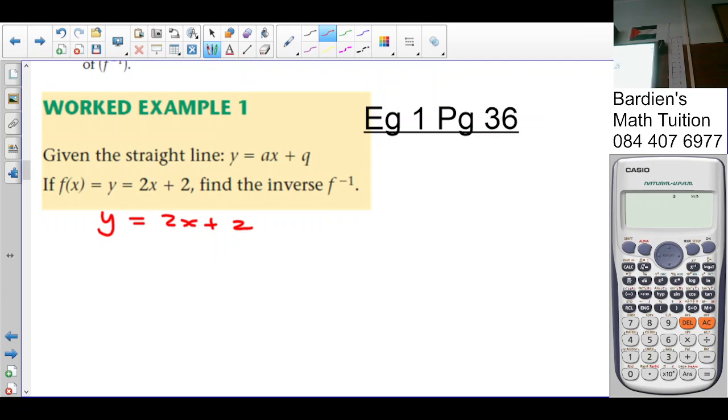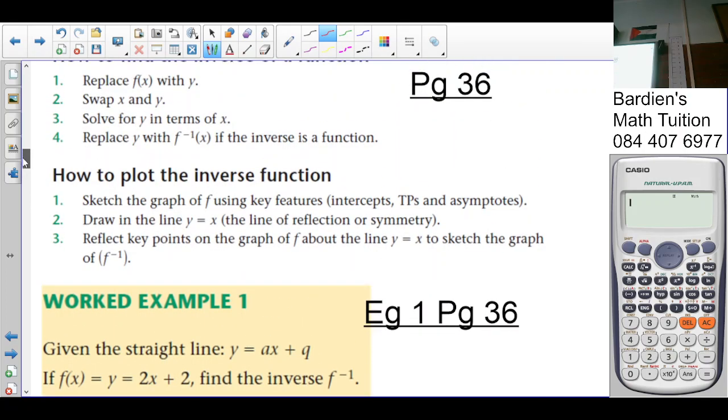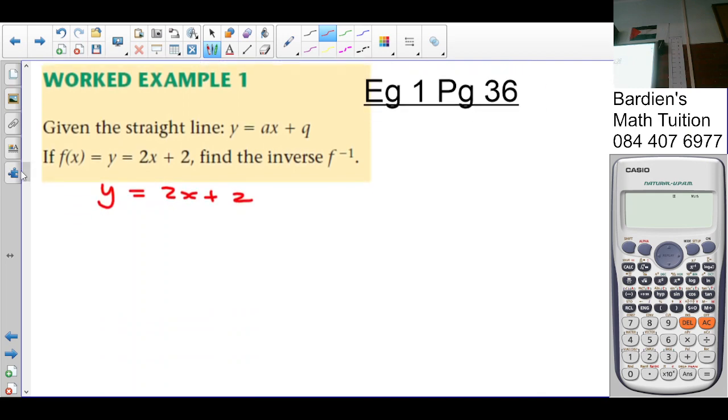What is the second step? Swap x and y. Swap x and y around. So you swap x and y around, and we write here on the side, inverse, so that we know at this point it became the inverse function. So you've got x is equal to 2y plus 2.